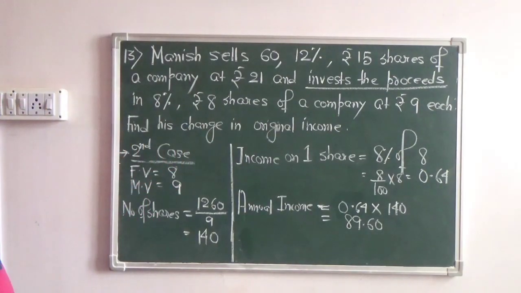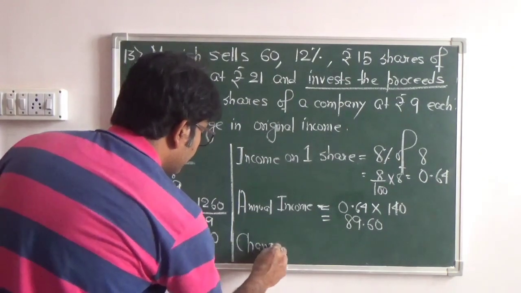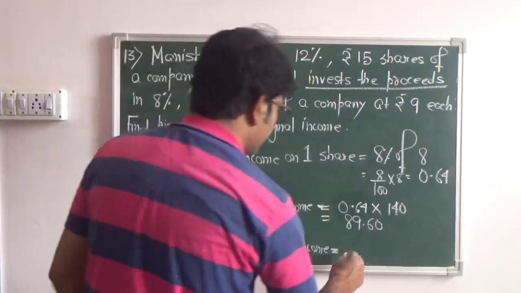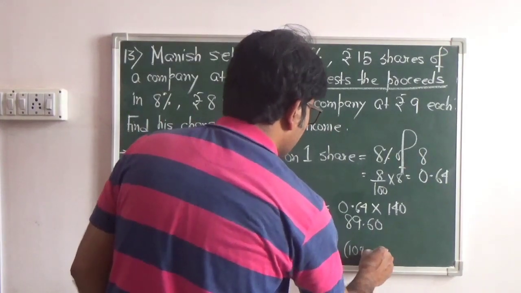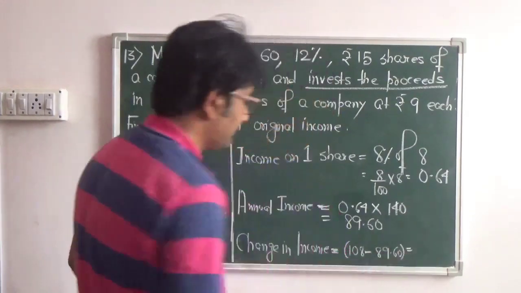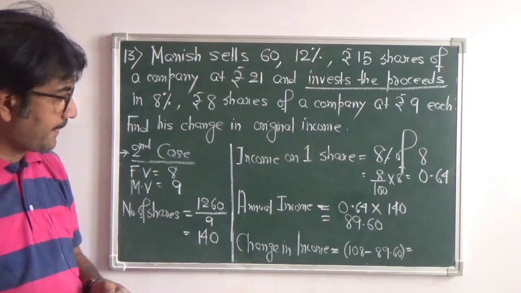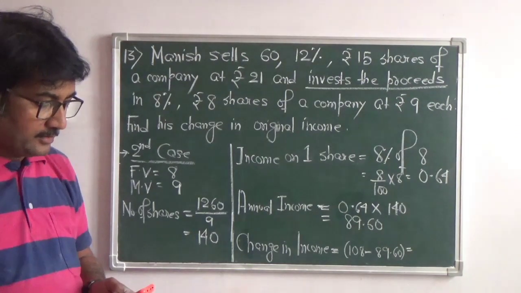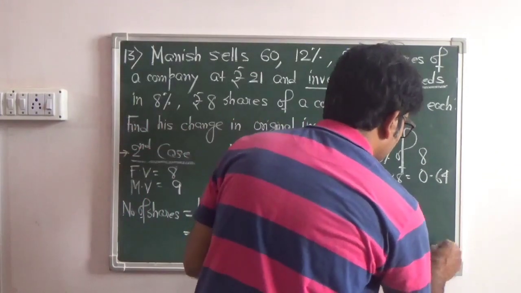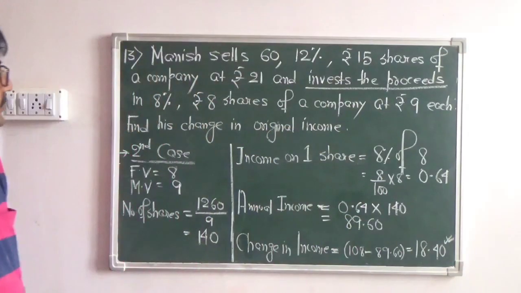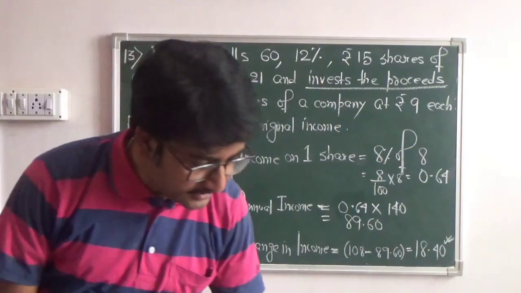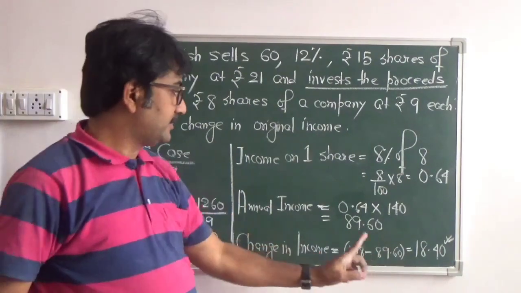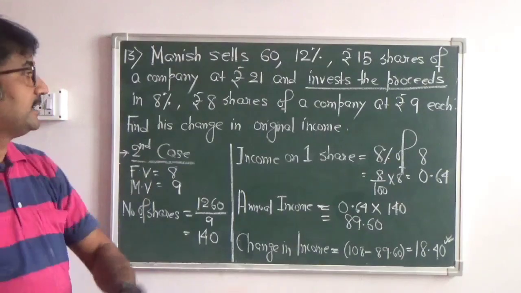So now, what is the change in income? Change in income is previously the income was rupees 108 and now it is 89.60. So let us check. Question says it is rupees 8 shares of a company at rupees 9. I have written it. Yeah, it's okay now. So the second case you got the annual income as rupees 89.60. Then the difference of the two annual incomes is the change in the original income.